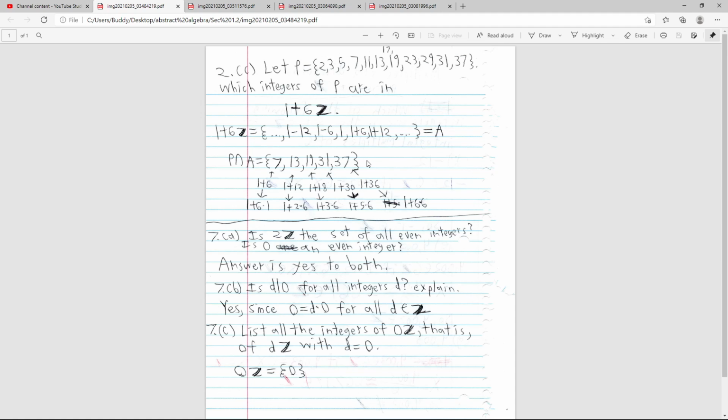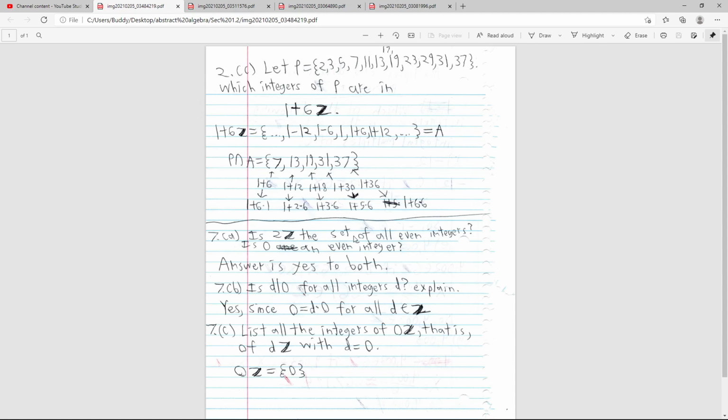Because it's basically negative 11, negative 5, 1, 7, 13, and onward in both directions. But yeah, 1 plus 6, 1 plus 12, 1 plus 18, 1 plus 30, 1 plus 36 is what these are. 1 plus 6 times 1, 1 plus 2 times 6, 1 plus 3 times 6, 1 plus 5 times 6, and 1 plus 6 times 6. That's one way of thinking of it, the 5 numbers that made it in there. There's no 25 in here, so I skipped it.